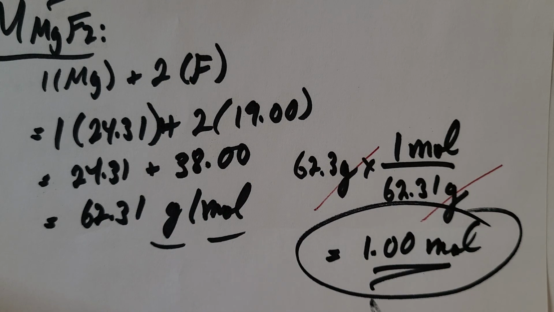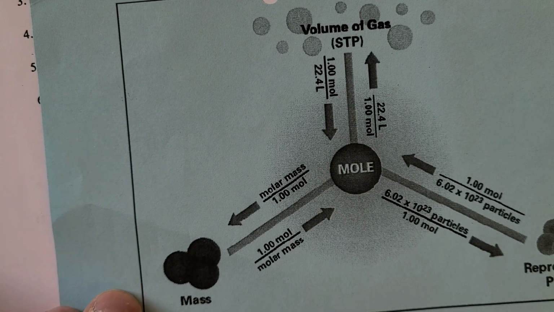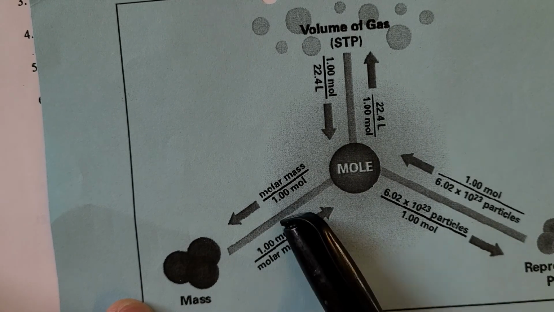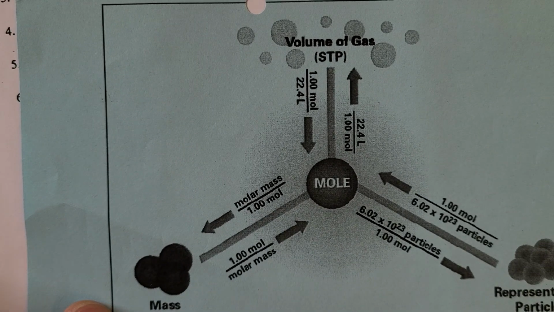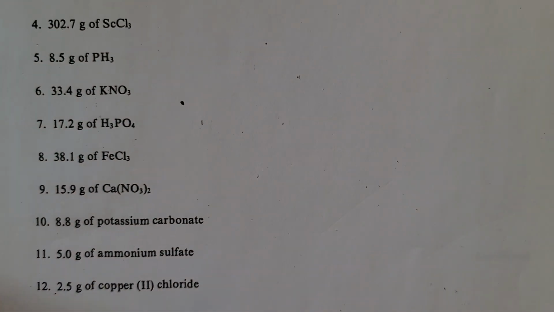All right, so that is how we do that. We're just basically looking at this section here of this conversion sheet. Grams to moles or moles to grams. You need to figure out the molar mass first and then apply it in the correct way so that you cancel the right unit and end up with the other unit you're looking for.